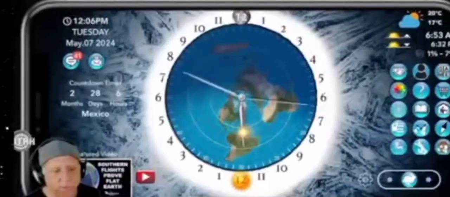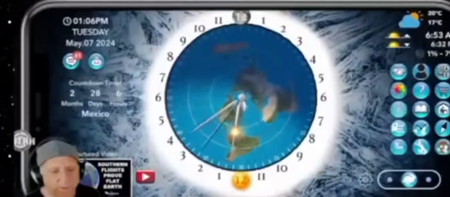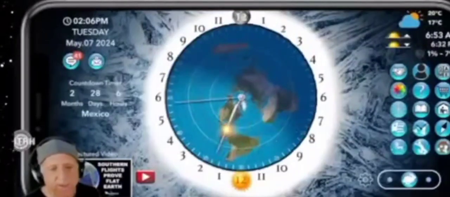Where is it? There it is. Okay, so this is me with my drone, and the sun is up high in the sky. And if we were on a ball, it would just go down, down, down, and it would just keep on going, right? And it would always go at the same rate, 15 degrees per hour, okay?